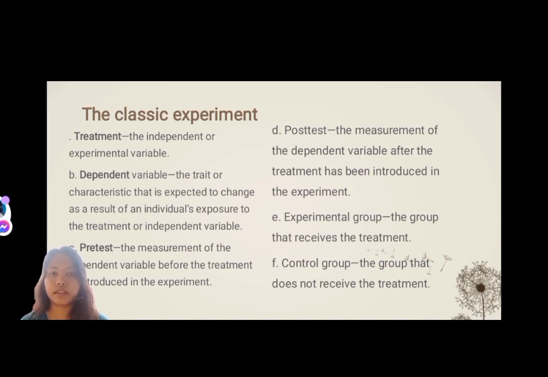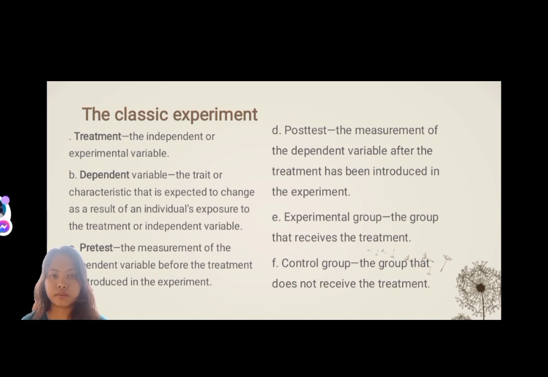C. Pre-test. The measurement of the dependent variable before the treatment is introduced in the experiment. Here, participants are randomly selected and assigned to the two groups, control and experimental, and only the experimental group is treated. After close observation, both groups are post-tested and a conclusion is drawn on the difference between these groups.